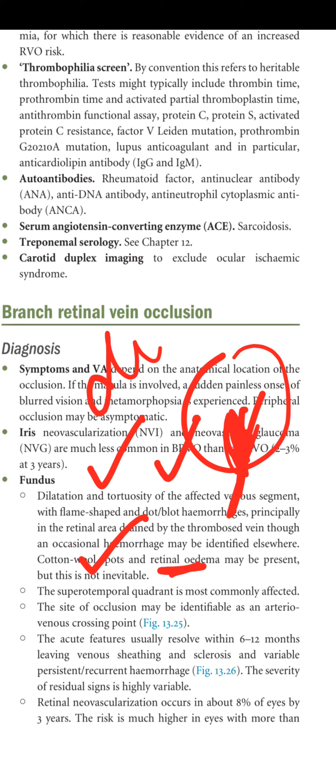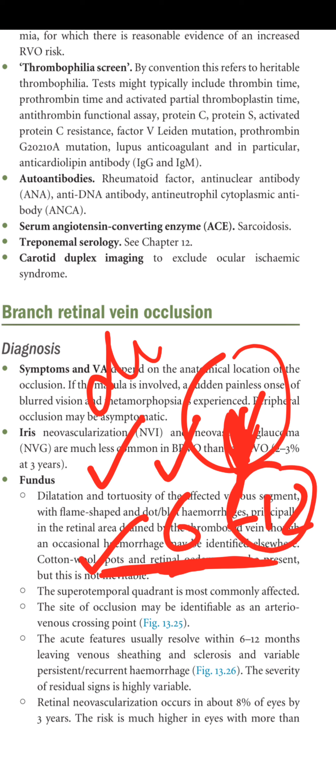The acute features usually resolve within 6 to 12 months, leaving venous sheathing, sclerosis, and variable, persistent, and recurrent hemorrhage. So, when the features have resolved, most of the time within 6 to 12 months, they will leave venous sheathing and sclerosis of the vessels. There will be silver lining of the vessels, and variable, persistent, and recurrent hemorrhage. The severity of the residual signs is highly variable.